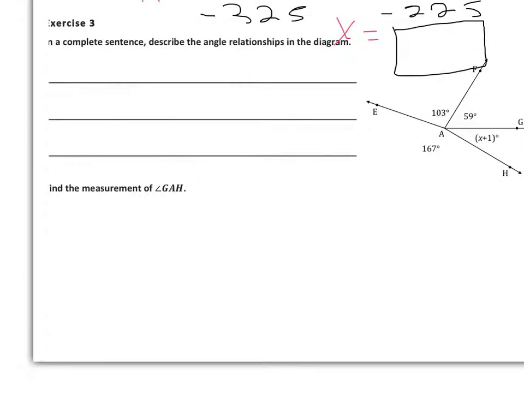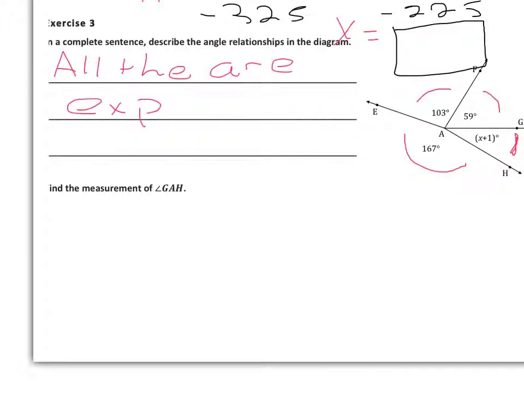Our next problem has a lot going on here. It has an angle that's 135 degrees, another angle that's 59 degrees. This angle is 167, and this one, it says it's x plus 1. So that's our expression. So what's the relationship of all the angles? All the angles add up to 360 degrees.